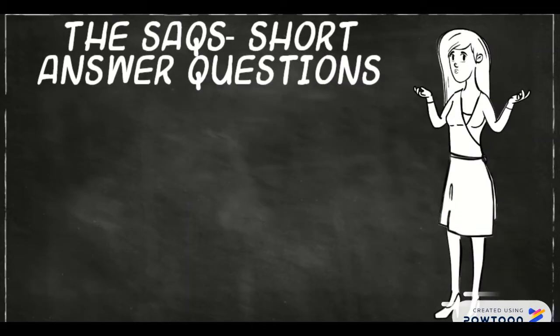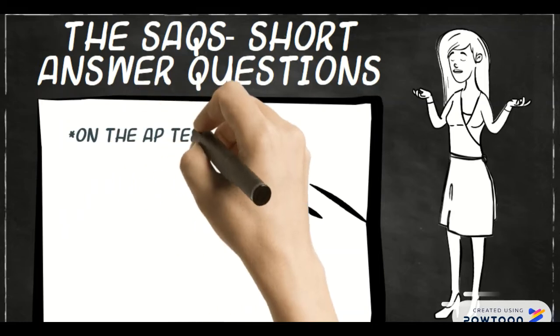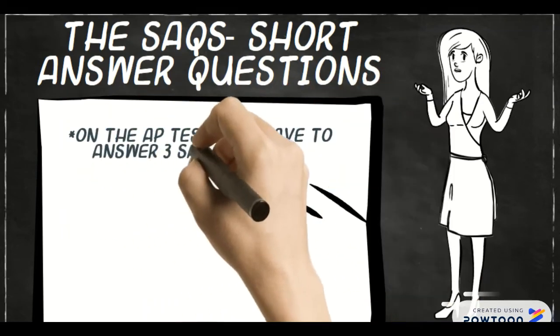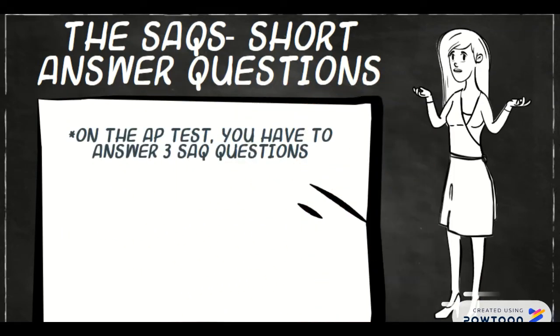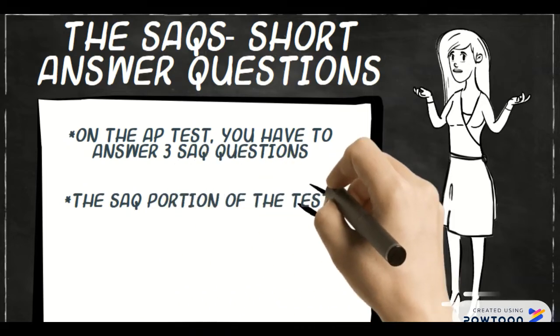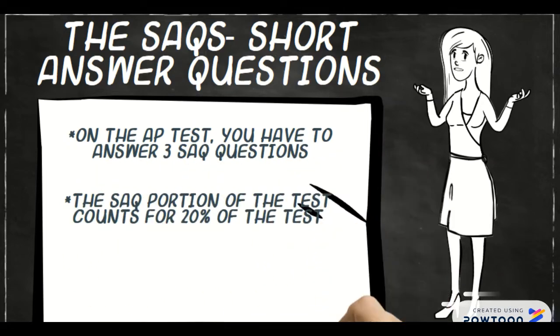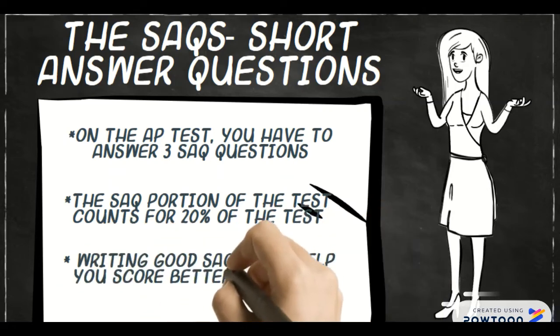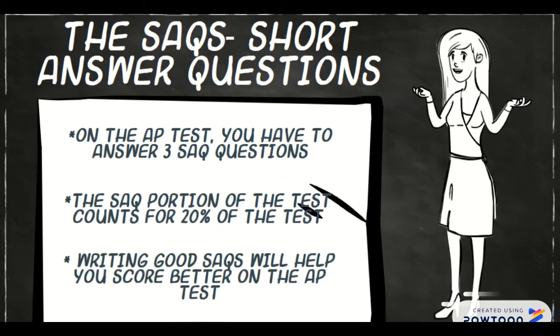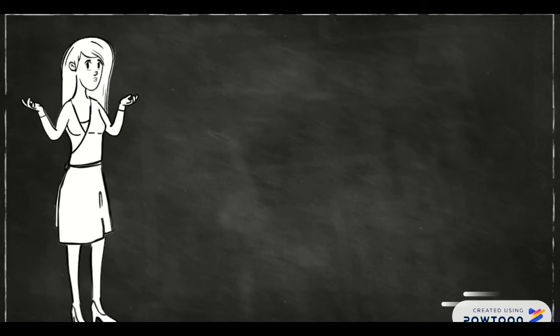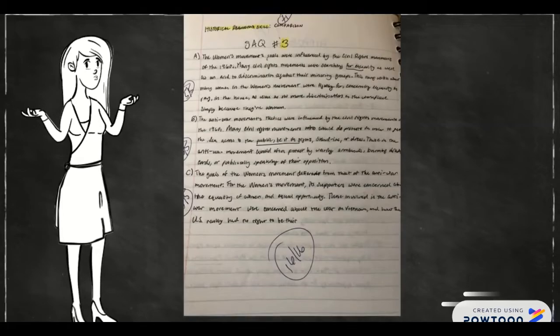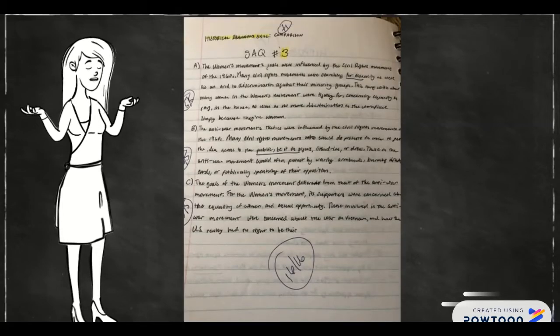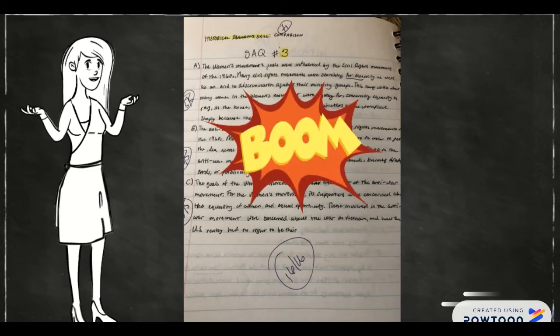The SAQs stand for short answer questions, and on the AP test you have to answer 3 SAQ questions. The SAQ portion itself counts for 20% of the entire test, so writing good SAQs will help you score better on the AP test. Here's what a completed SAQ might look like in a notebook. With practice and in time, you too may write an awesome SAQ.